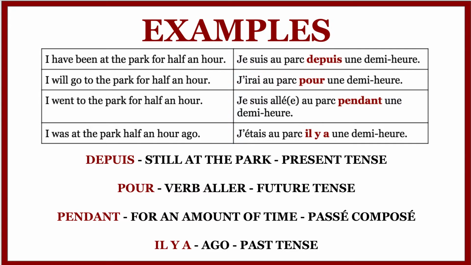A few more examples. I've been at the park for half an hour. Je suis au parc depuis une demi-heure. Remember your translation, the literal translation means I am in the park since half an hour. So the word depuis means since when you're expressing an amount of time.